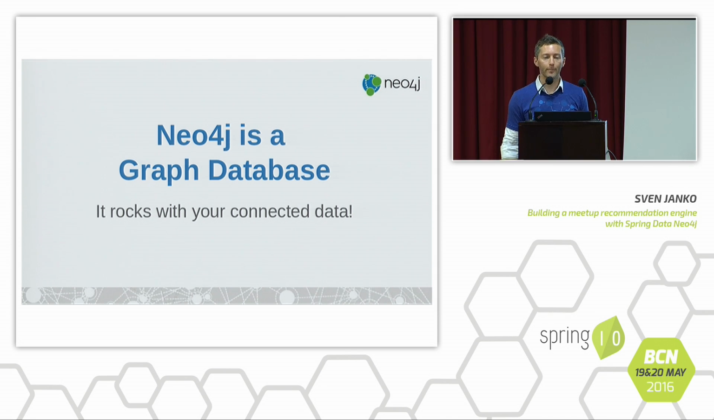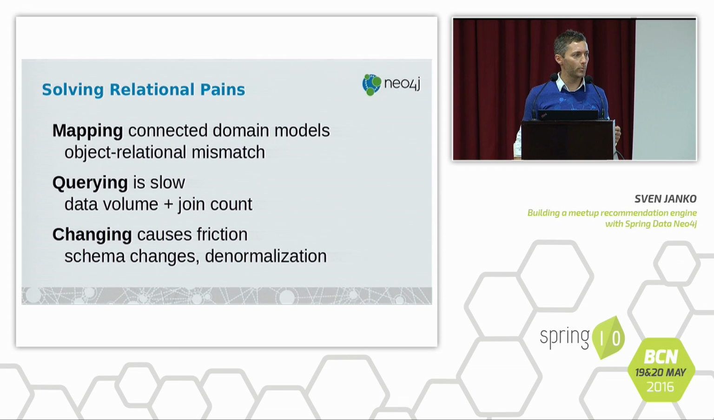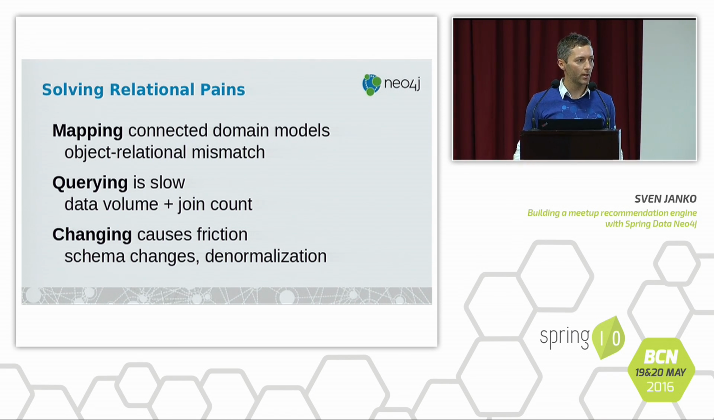Okay, what is Neo4j? Well, actually, Neo4j is a database. And we will see in the next few minutes what it's based on and what it's good for, and, compared to a relational database, what the advantages are. So when it comes to relational databases and your objects, you will always run into some issues. On the one hand, that is the mapping of your connected domain models. So that's the object relational mismatch or impedance mismatch.